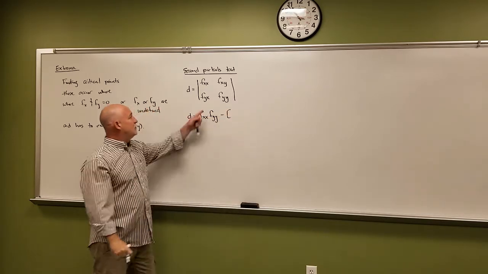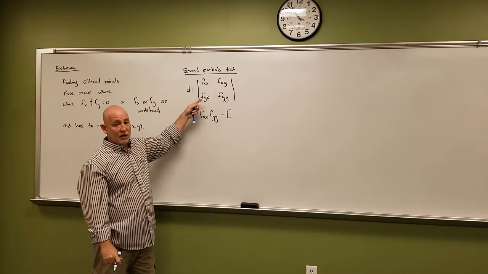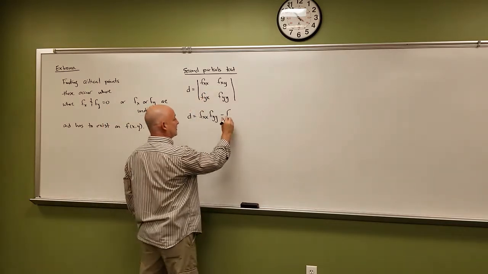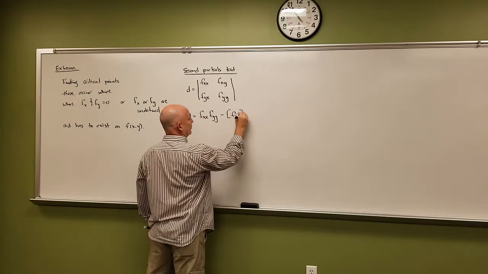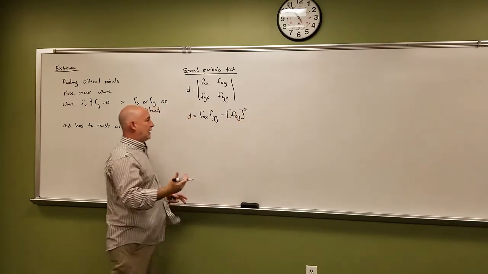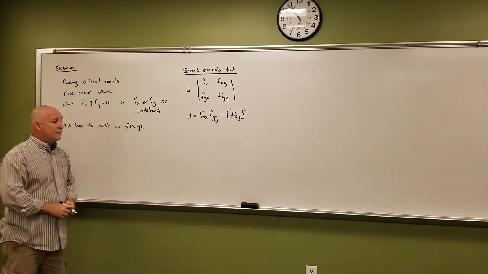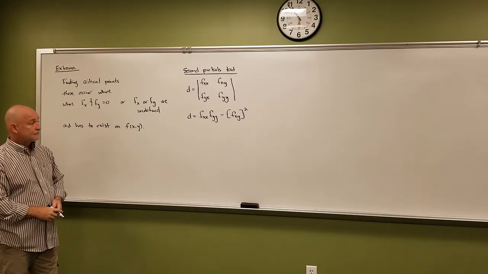Now, since these mixed partials are the same, I don't care which one you write it as, I'm just going to call it the same thing. I'm going to call it f sub xy. You could call it f sub yx, squared. So there's the value of D.